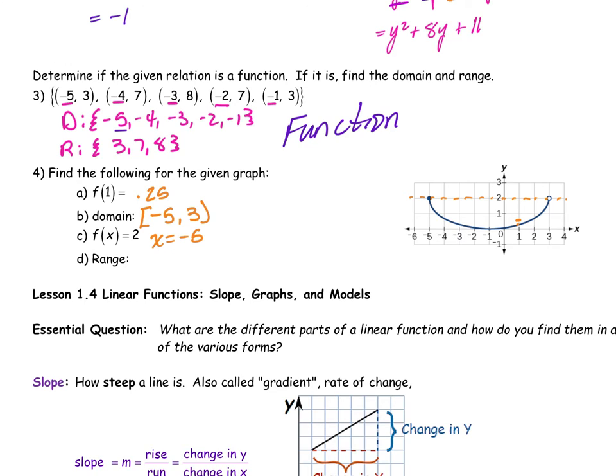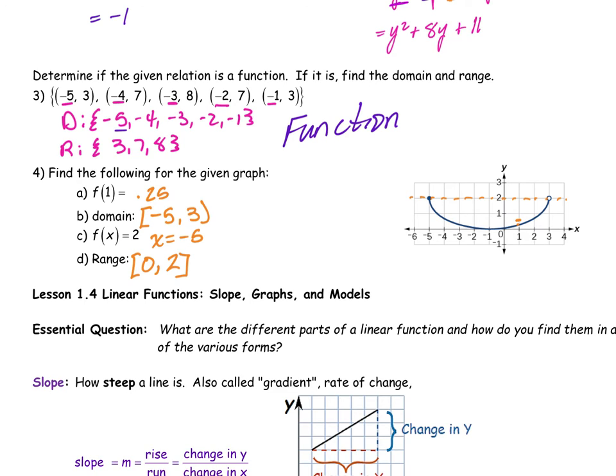Good. And what's my range? What's my lowest point? 0. What's my highest point? 2. Is 0 included? Yes. There's not an open circle there, so it's included. Is 2 included? Yes. Because it's not included on this end, but it is included on this end, so therefore it is included. Good. Is everyone okay with that? Awesome. That's what we did last time, right?